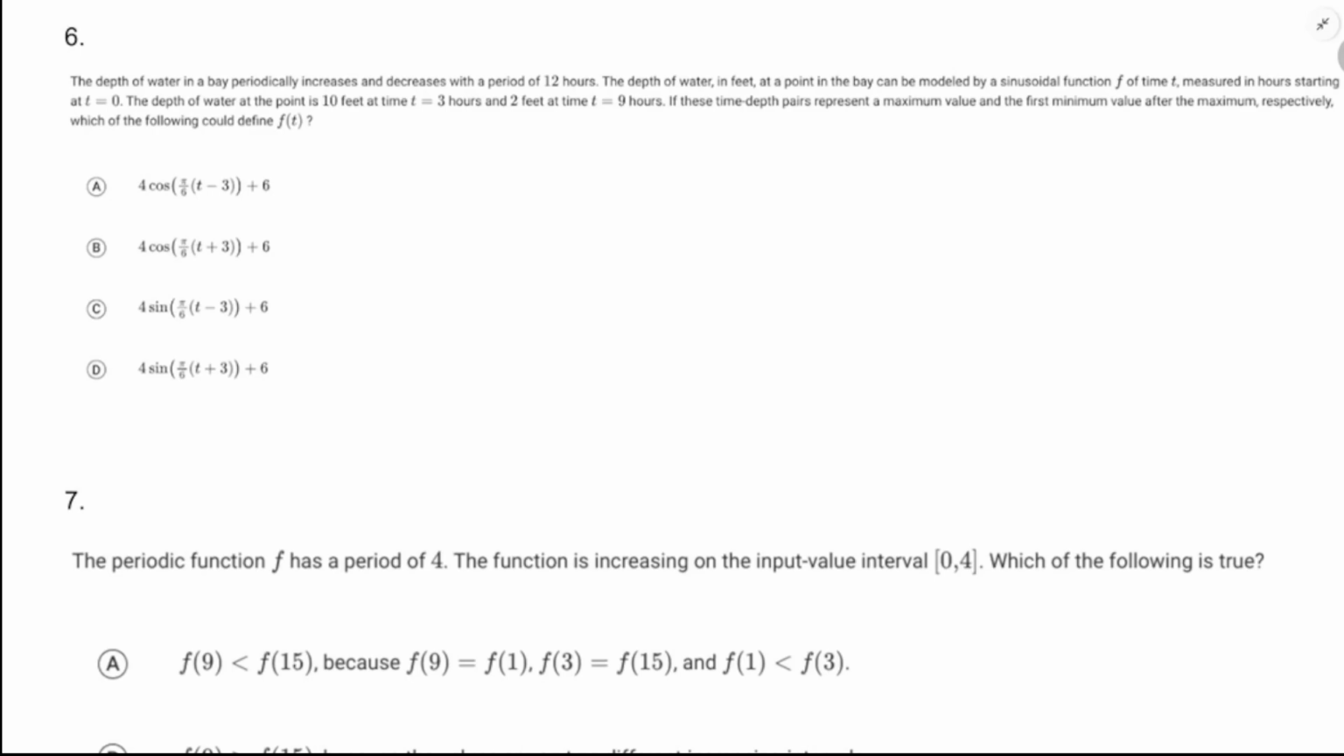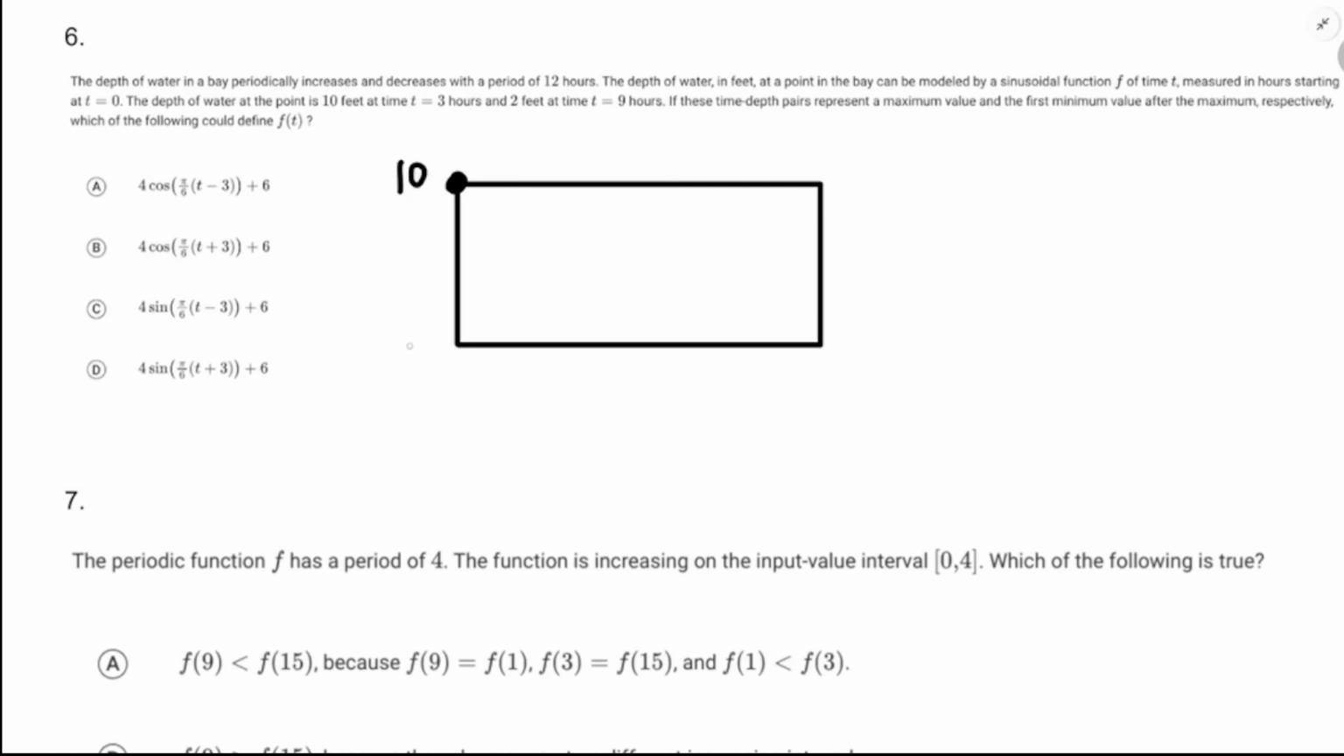If these time depth pairs represent maximum and the first minimum value after the maximum respectively, which of these could be f of t? All right, I think we should draw a window. All right, so 10 and 2 are going to be the maximum and the minimum. Okay, and that time 3 hours and 9 hours, and the period's 12, so that would be 15, and that makes a lot of sense.